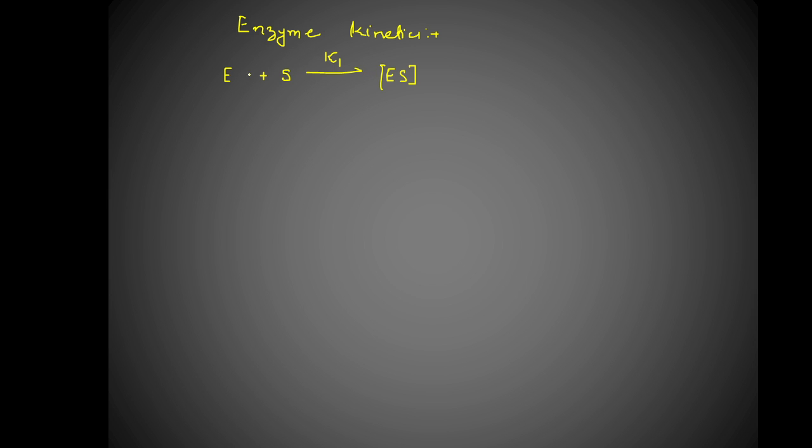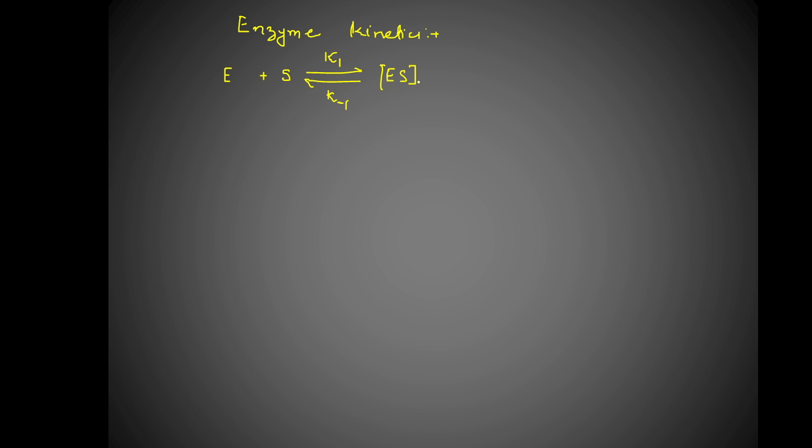Since this rate depends upon concentration of enzyme and concentration of substrate, therefore K1 is a second order reaction rate constant. This is a second order rate constant. Now if the enzyme substrate complex just sits back, then let the rate constant be K minus 1. So you can clearly see K minus 1 stands for only this, therefore this is a first order reaction.